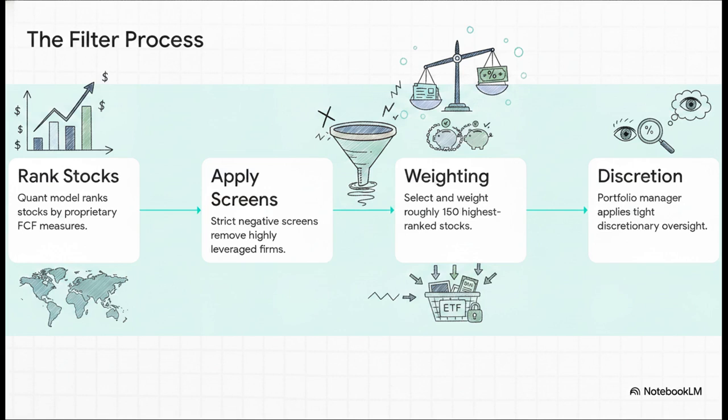Step 3, the model selects about 150 of the absolute highest ranked stocks and weights them using a modified market cap basis, heavily factoring in their free cash flow. But wait, it doesn't stop there. Step 4, the portfolio manager steps in and applies tight discretionary oversight to shrink that list down even further.